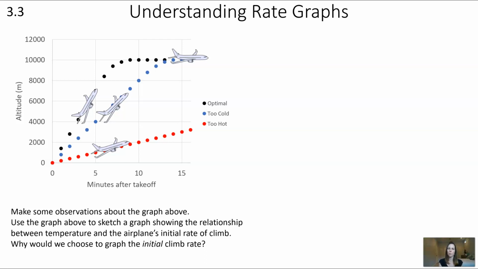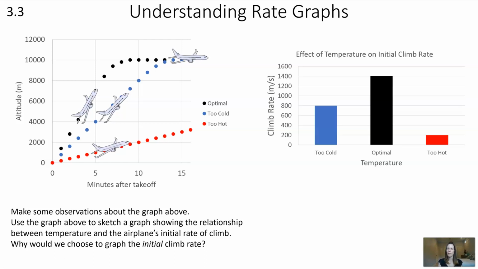Eventually, those are going to plateau. And that's why we want to look at the initial climb rate, is eventually things are going to plateau. So for a while, when we're at cruising altitude, there's not going to be a change in altitude. So if we're looking at how the temperature affects the rate of climb, we want to look at when there's actually a change in climb or a change in altitude. So we want to look at that initial climb rate. So now let's actually see the graph and see if this makes any sense.